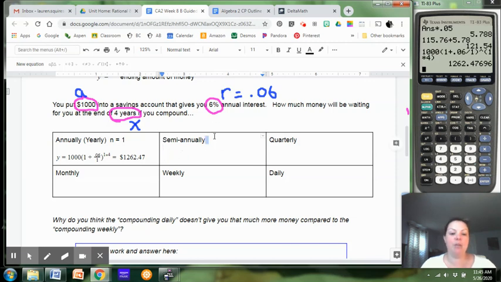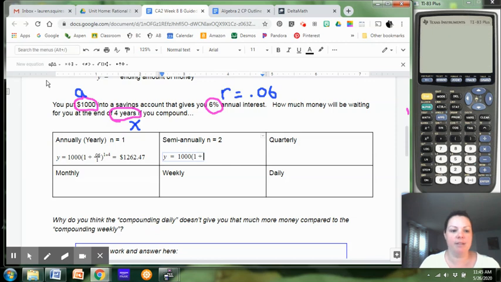Semi-annually, like when you think about the semi-annual sale, means it happens twice in a year. So this is the case where the n value is going to change into a 2. When I insert my new equation, it's going to look like y is equal to 1,000 times 1 plus a fraction, our 6%, 0.06, divided by 2 this time, raised to the 2 times the 4 years we're going to let this sit for.